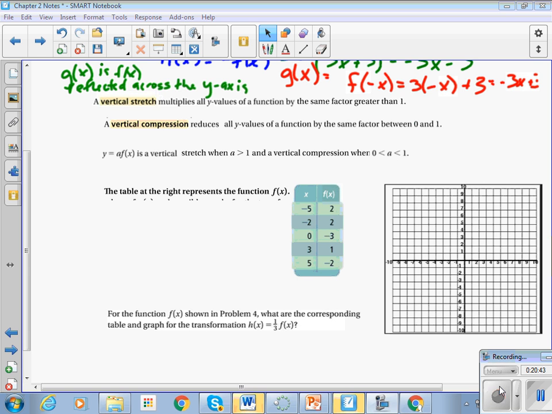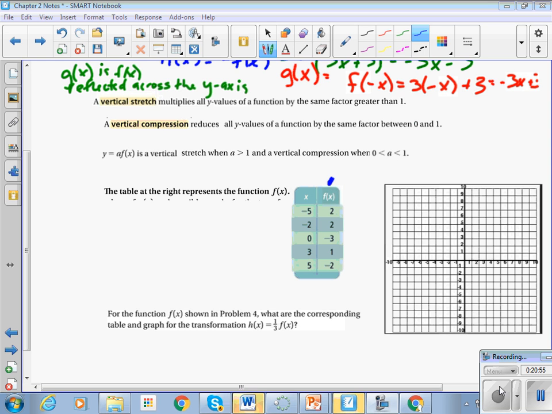All right, the table at the right, this table right here, represents the function f of x. What I'm going to do so we can visualize it a little bit better is graph my function in blue. So when x is equal to -5, we got 2. At -2, we've got 2. At 0, we have -3. At 3, we have 1. And at 5, we have -2. That looks fine.